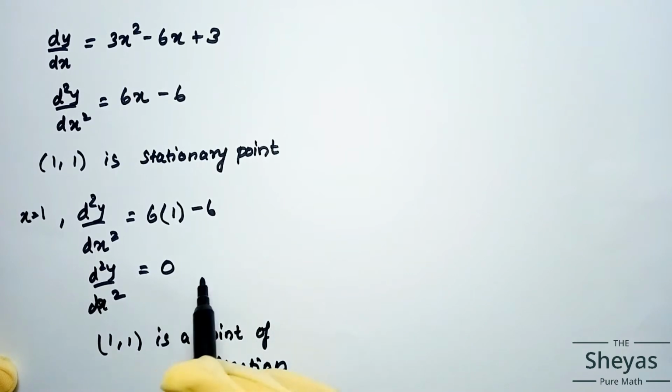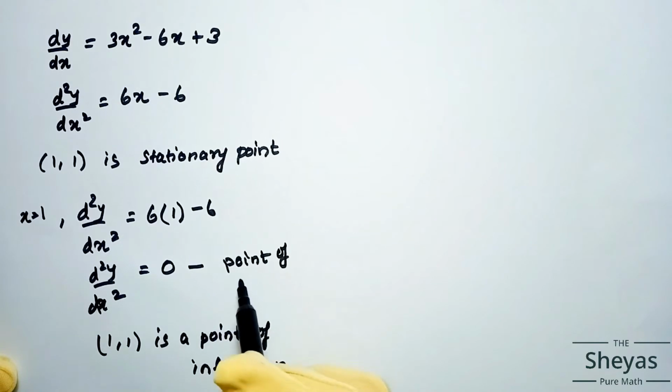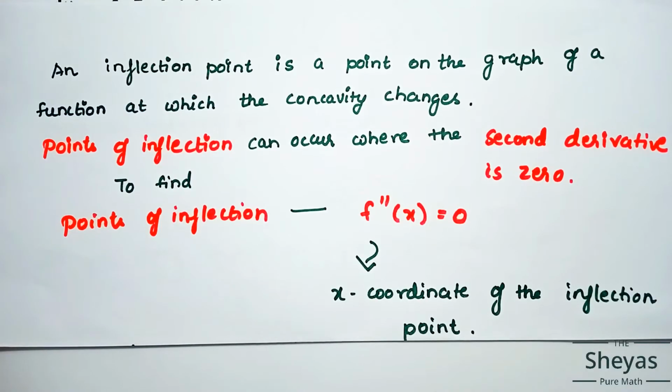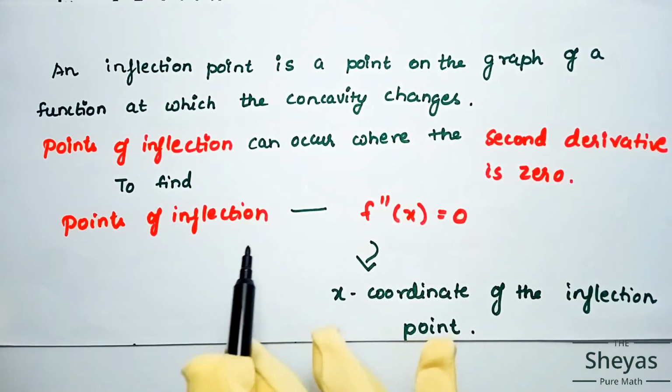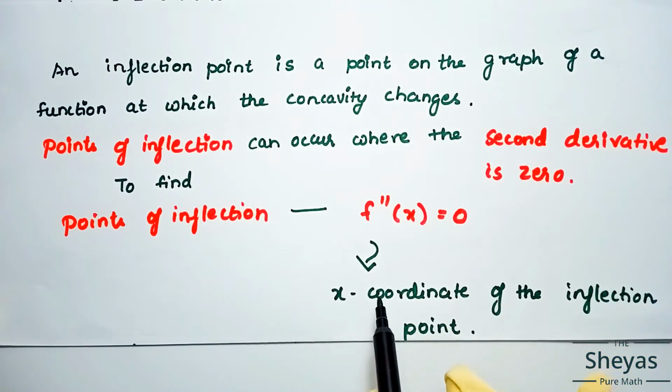So you are getting the value 0, so that you can conclude this point is a point of inflection. Here only one stationary point you got, and that stationary point is a point of inflection. Once again I will remind you the condition. To find the point of inflection, we have to get f double dash of x equal to 0. So that will be the inflection point. From that you will get the x coordinate of the inflection point.